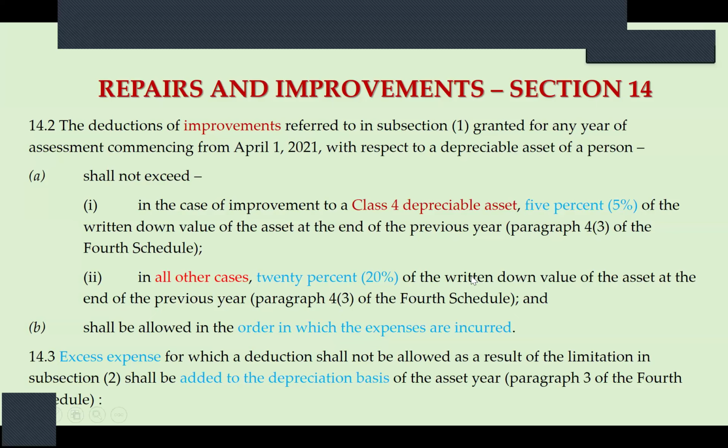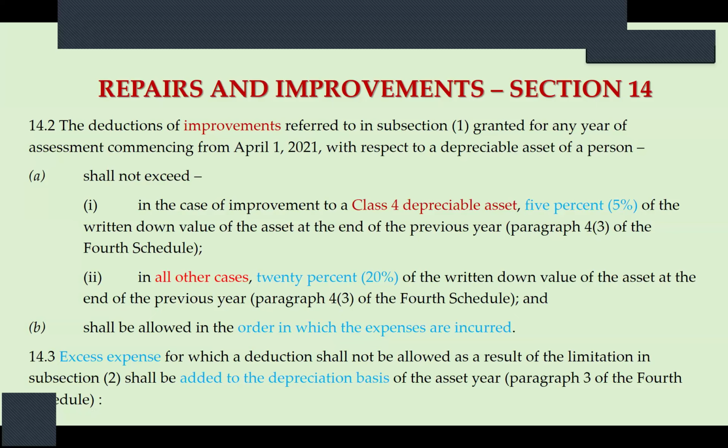For example, if we have purchased a machinery during the year of assessment 21-22, the written down value means 21-20. If we purchase that asset in 21-22, then from 21-22 to 22-23, 24-25, 25-26. Now we are in 25-26. Now means, for your examination, we are calculating the tax liability for the 25-26 year of assessment.